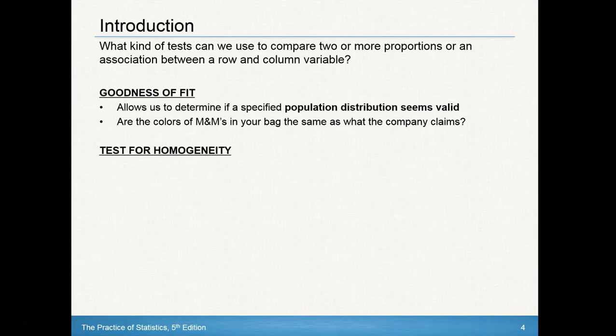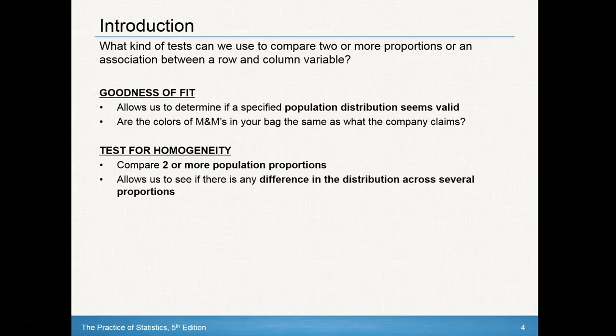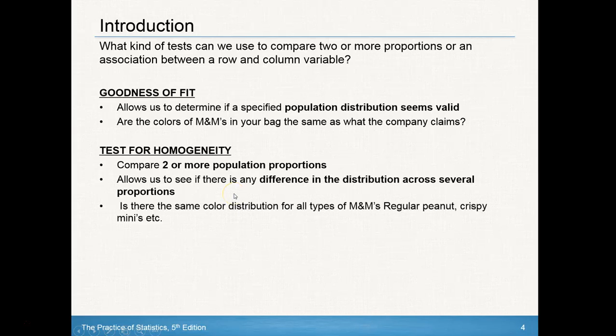Now let's take a look at what a test for homogeneity looks like. This is different because we are going to be comparing two or more population proportions or distributions, basically counts of a categorical variable. It's going to allow us to see if there is a difference in the distribution across several populations. So is the distribution of blue hair the same or different for three populations, the United States, Canada, and Mexico? The key here is that you're going to have multiple populations. So be very careful with that.